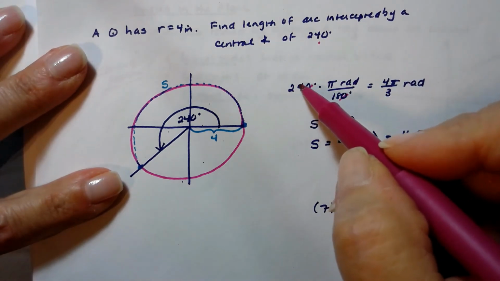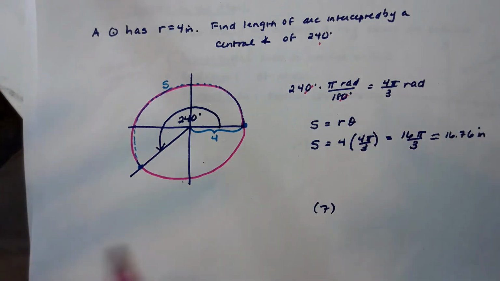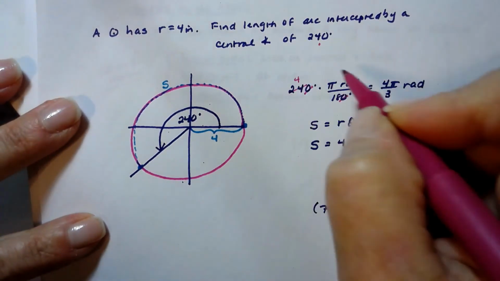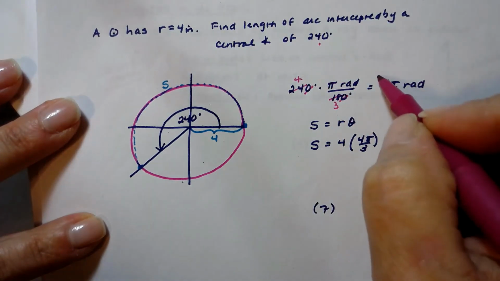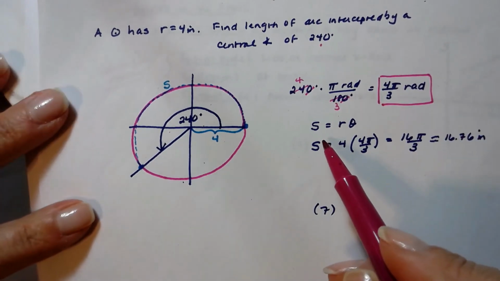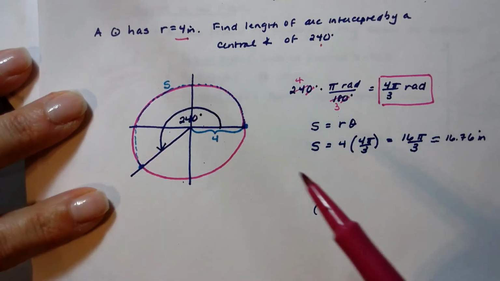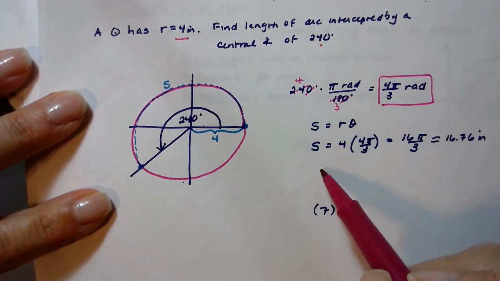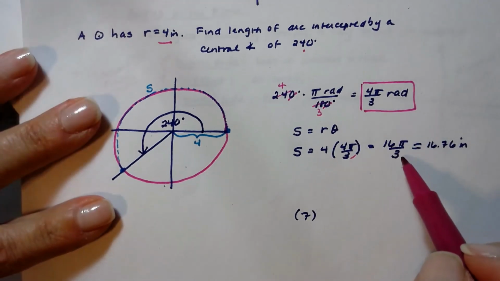What's a number that divides evenly into 24 and 18, right? Well, 6. 6 goes into 24 4 times, and 6 goes into 18 3 times. So I'm left with 4 pi over 3. So this is my angle measure in radians. And then according to my little formula, I know what the radius is. It's 4. They told me it was 4. So I can find the length of that arc. It's 4 times 4 pi over 3, which is 16 pi over 3.